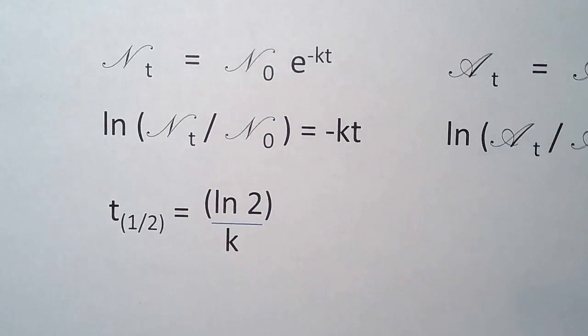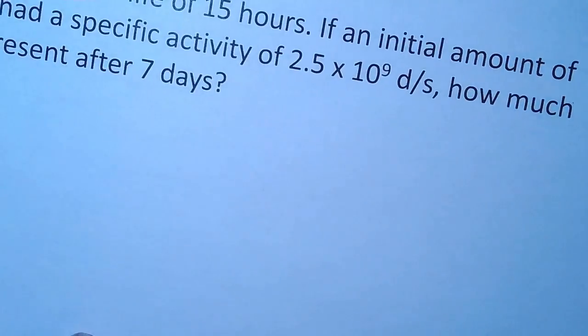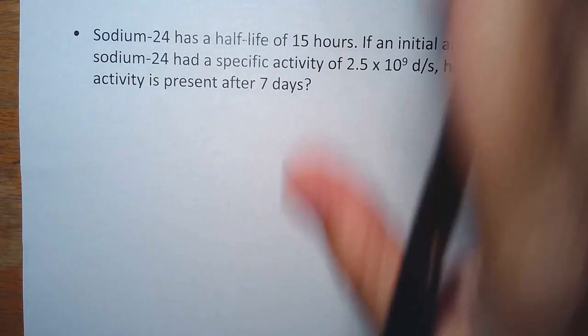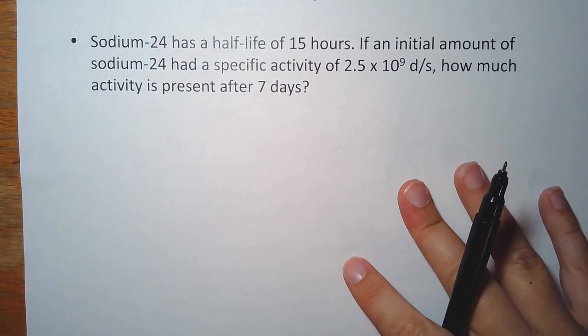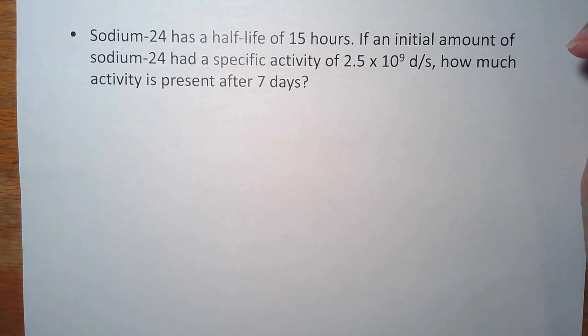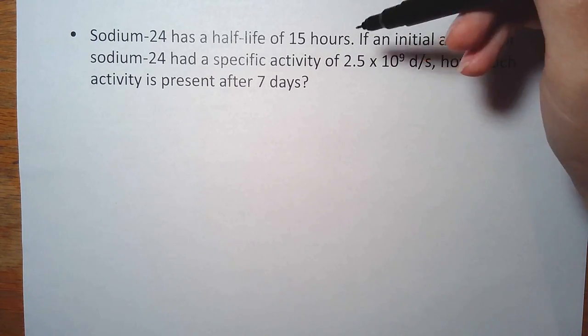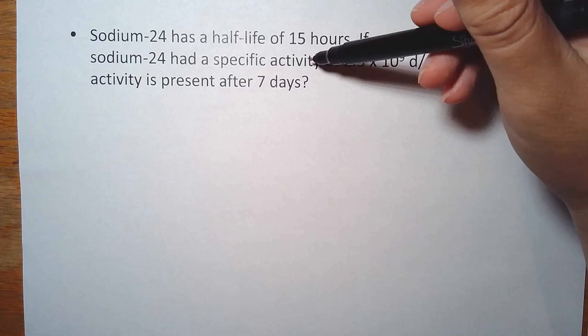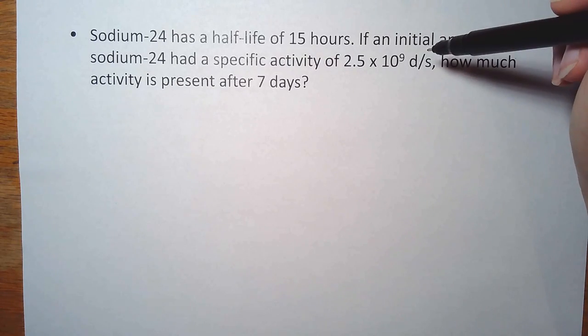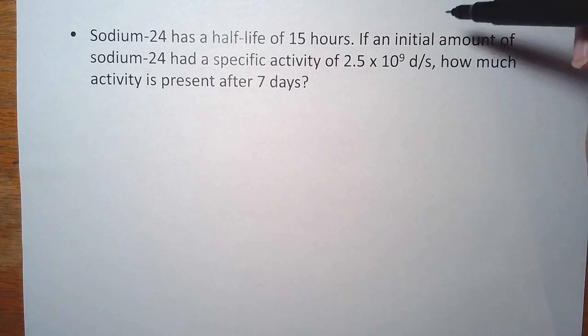Alright, so let's look at some examples of how to do the radioactive decay. Alright, sodium-24 has a half-life of 15 hours. Initially we have a specific activity, 2.5 times 10 to the 9th disintegrations per second. How much activity is present after 7 days?